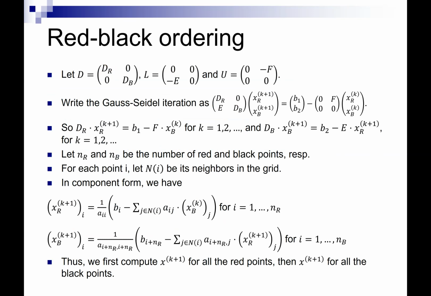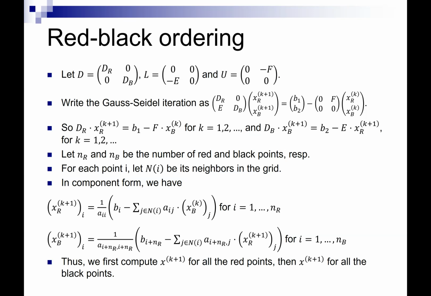Okay. So the L matrix, the lower triangular part, is going to be negative of this E part over here, right? And the U is going to be negative of the F part. Okay. So now we can write the Gauss-Seidel iterations. The Gauss-Seidel iteration is we're taking D plus L, right? And then you're multiplying this by the X vector, right? And then this is going to be equal to this B value minus the upper triangular part times the X vector from the previous iteration.